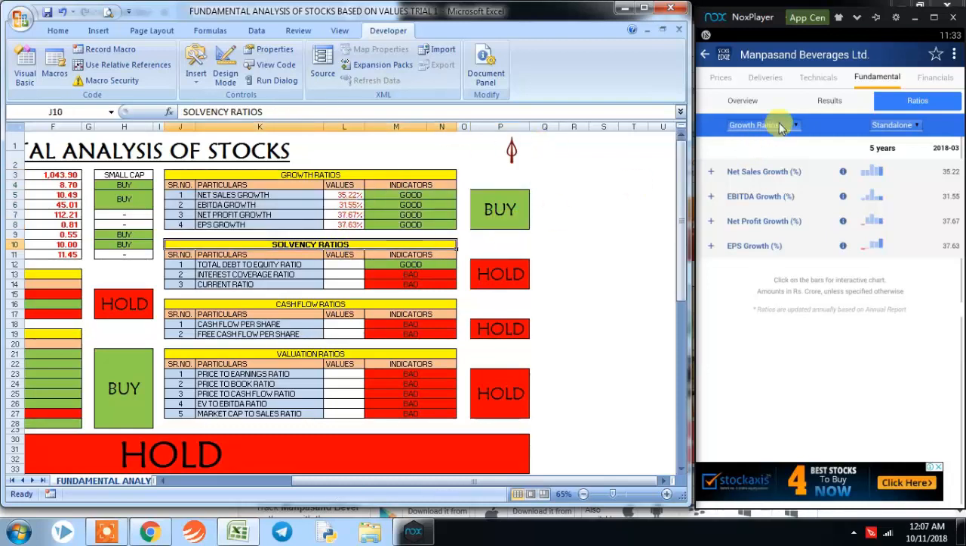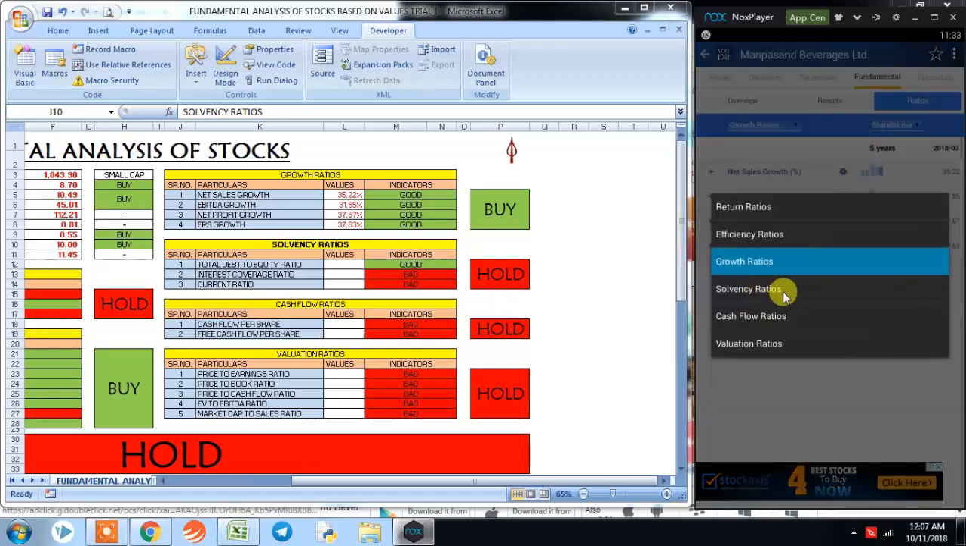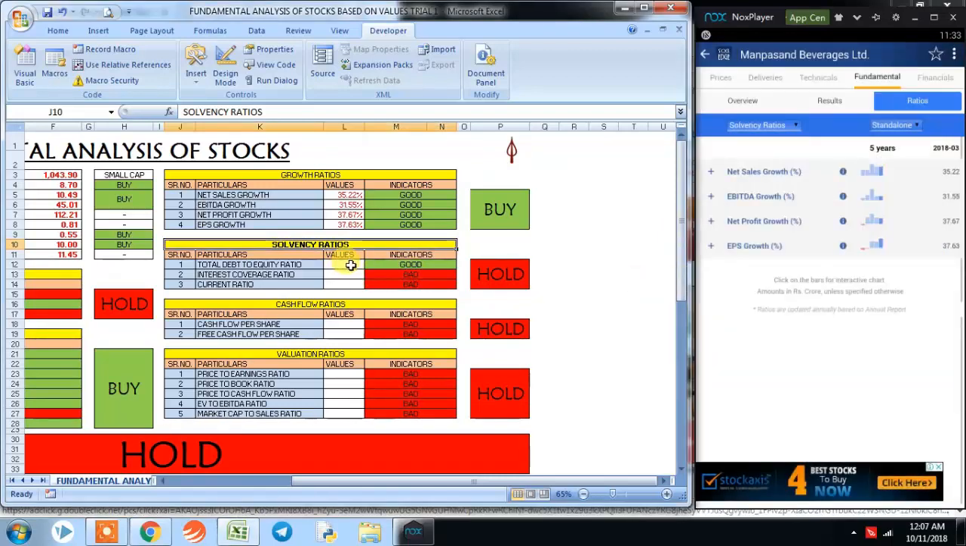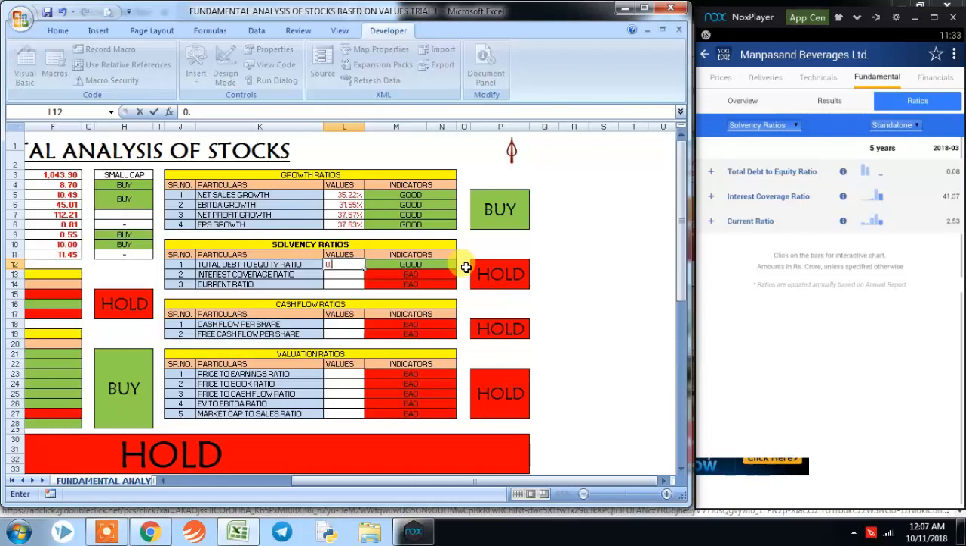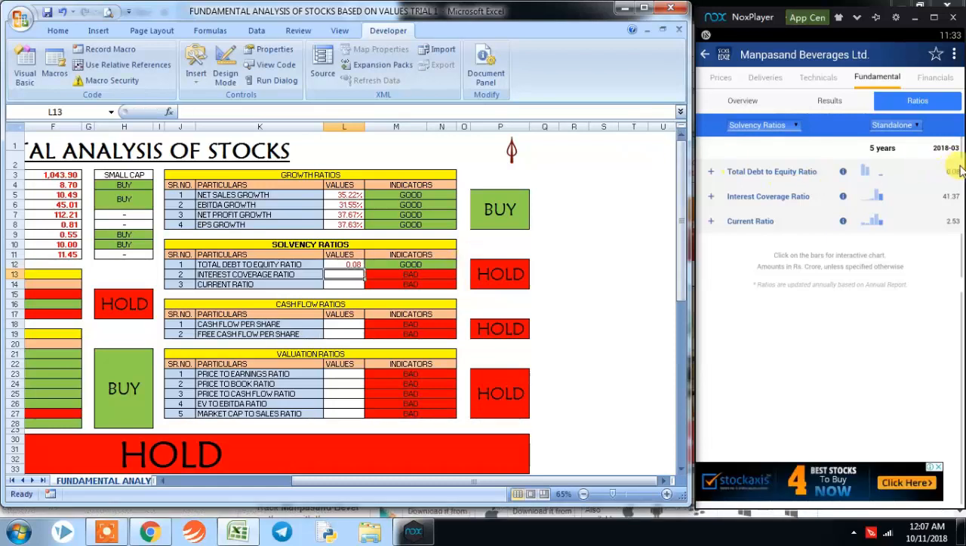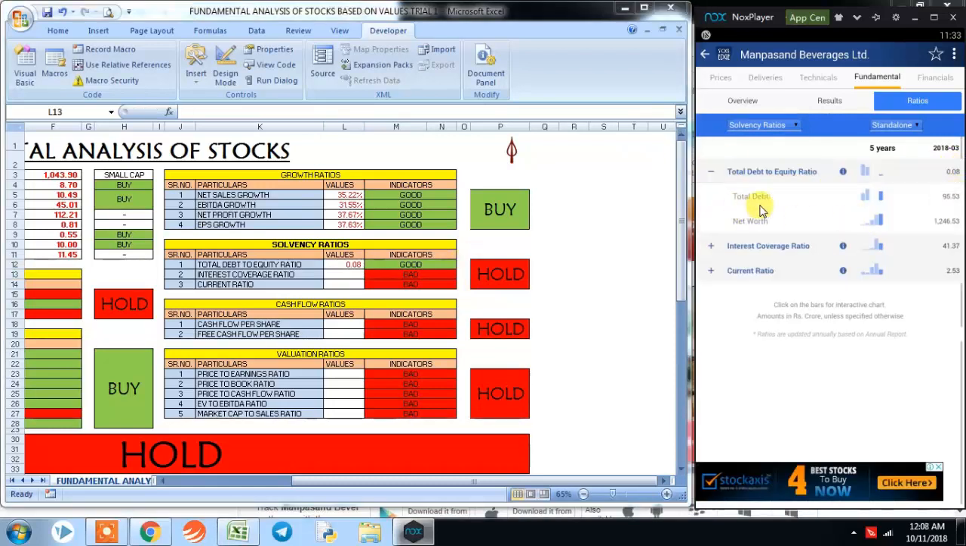Now coming on to solvency ratio, the most important ratio in shortlisting any of the stocks. First is total debt to equity, which is 0.08. When we click on 0.08, we get to know that total debt of the company is 95.53 crores. In comparison to previous year, the debt has increased, whereas the net worth of the company is 1246.53 crores.